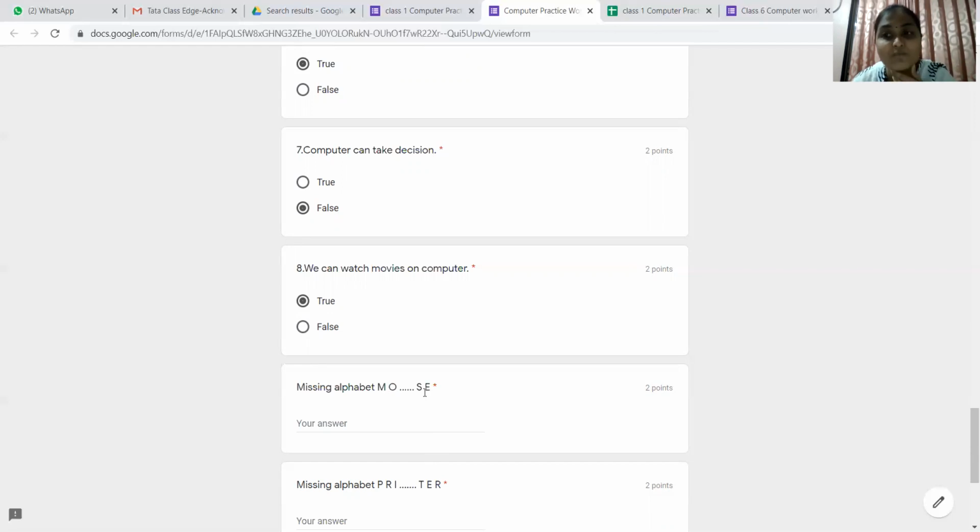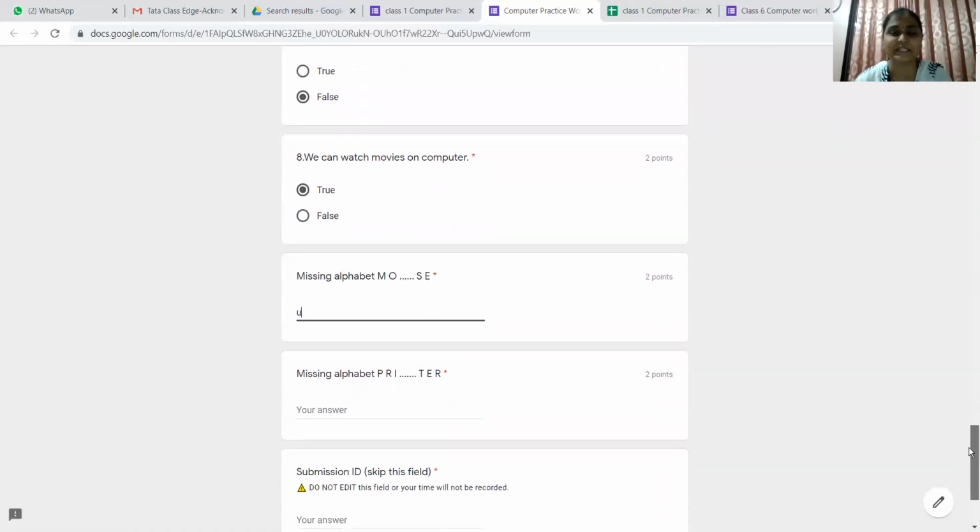Then what's the spelling of mouse? M O U S E. So U was missing. So you have to type here U. You can type small also. You can type capital also. It's okay. Okay, so we got the missing alphabet.